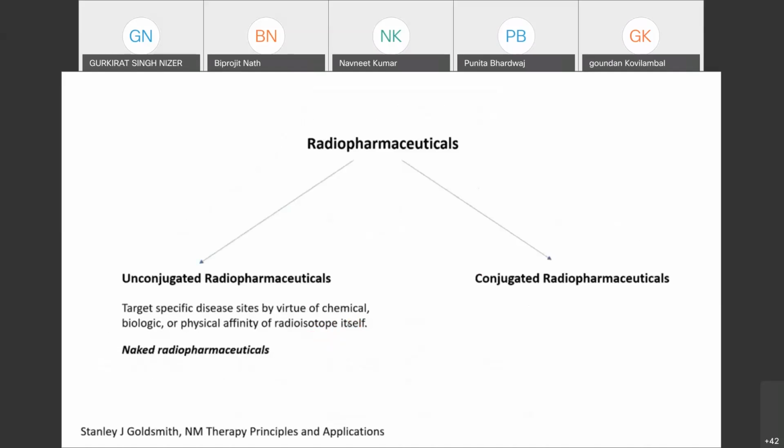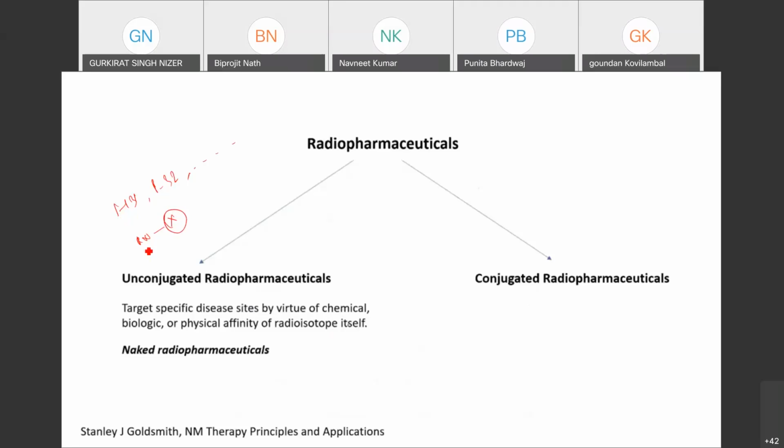Now, as I have said before, this P32 is a radiopharmaceutical. So radiopharmaceuticals can be of two different types. It can be an unconjugated radiopharmaceutical, or it can be a conjugated radiopharmaceutical. So what is all about these unconjugated radiopharmaceuticals? An unconjugated radiopharmaceutical is just a naked radiopharmaceutical. Examples are iodine 131, P32, and so on. It means that this radionuclide does not have anything in conjunction with it.